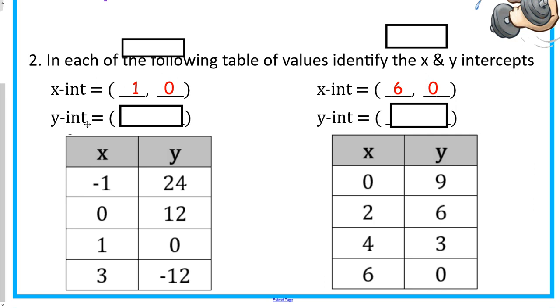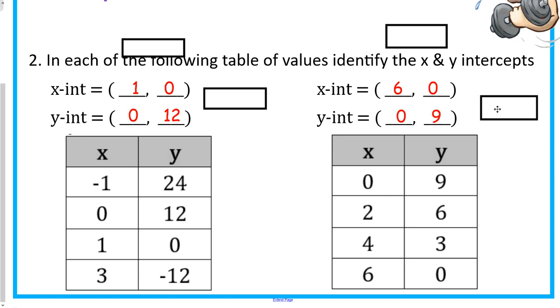And then the y-intercept occurs when x is equal to 0. So it would be 0, 12. And then for the second table, the y-intercept occurs when x is 0, and you can see that would be this point right here. Okay, so 0, 9.